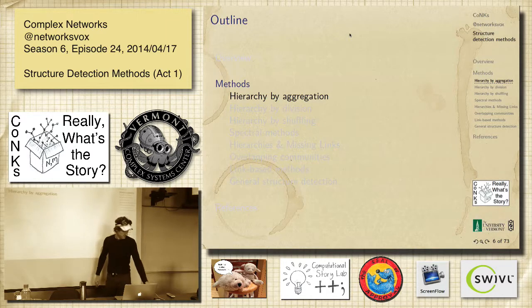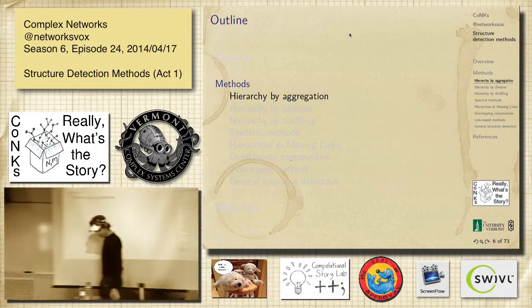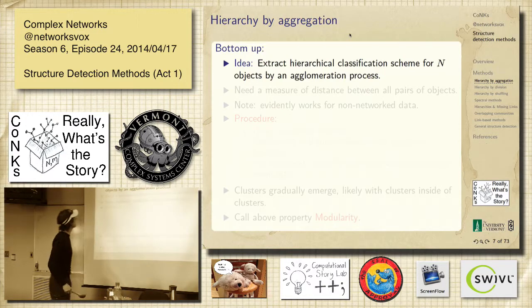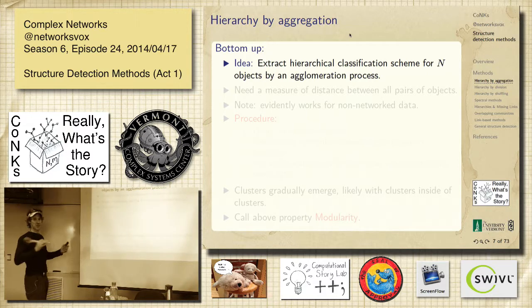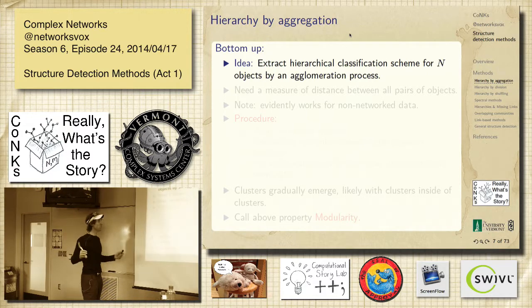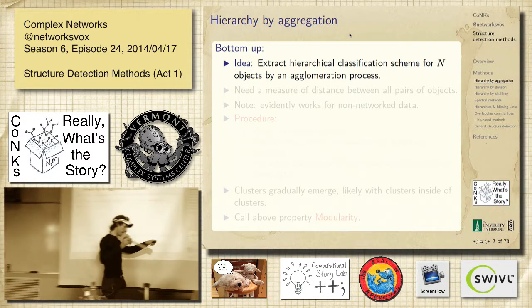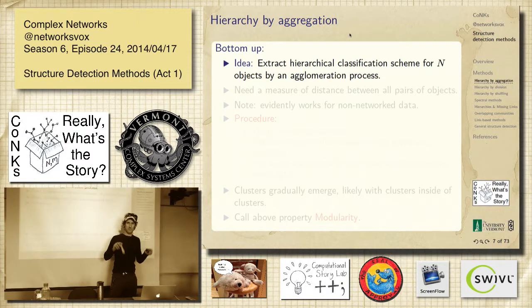Okay, so the first one, which of course is the one that we won't use, is hierarchy by aggregation. So this is a reasonable idea. We're going to say it's a hierarchy, right? We're going to see if there's one. And we start with, when we have our network story, you imagine your little karate club data, and you've got ones and zeros in some matrix. So you start off with that. But there are 34 nodes there.